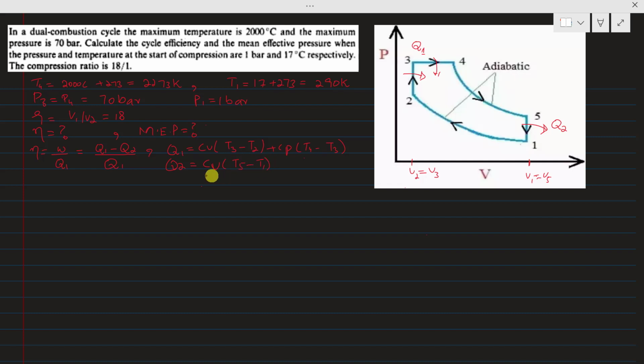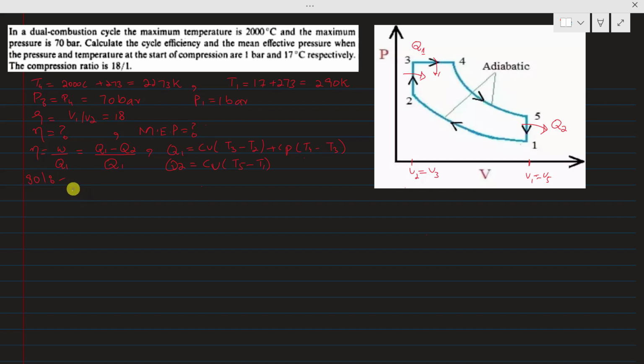The heat rejected, Q2, will be equal to Cv (T5 minus T1). So in order to calculate the efficiency of the cycle, you must know the temperature at every point. The temperature at 1 is given, T5 needs to be calculated, T3 needs to be calculated, and T4 is already given. So the maximum and minimum temperatures of this cycle are given. All the temperatures we need to calculate first to find the efficiency of this cycle. Okay, let's come to the solution.